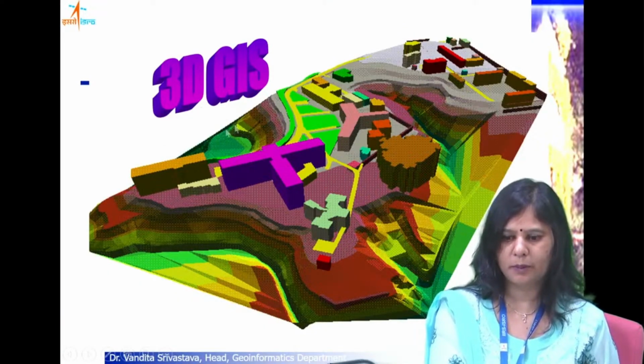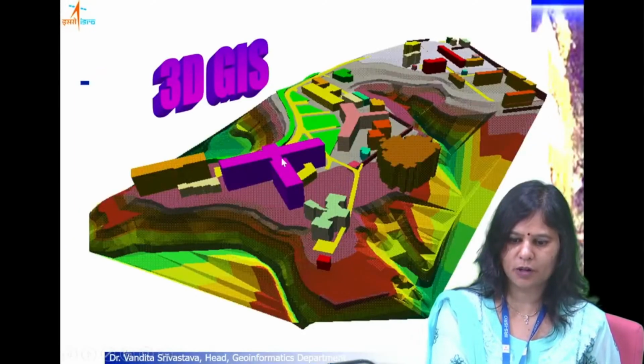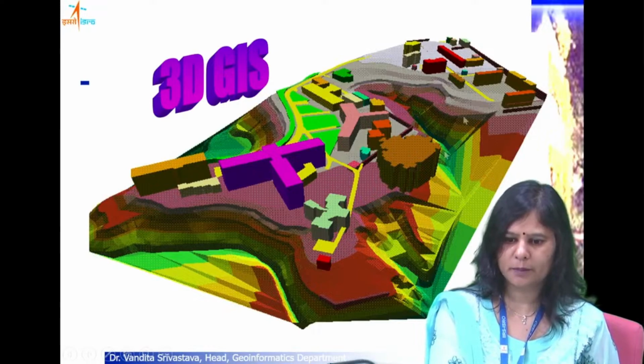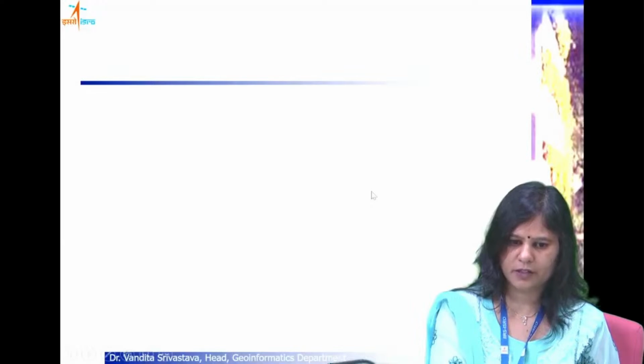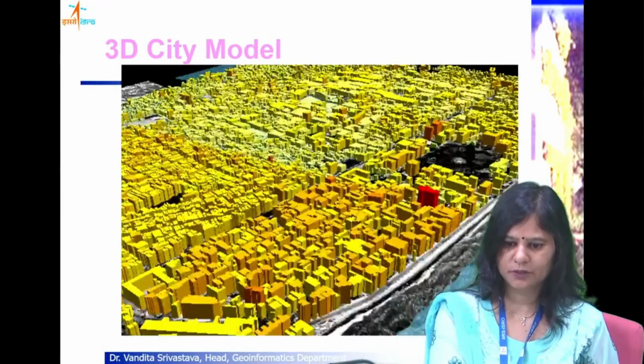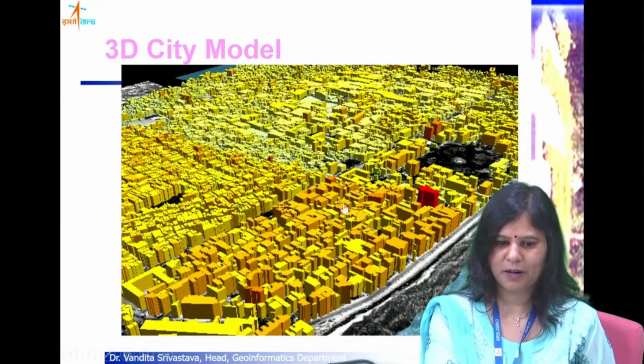And then you can prepare a 3D model of your campus, of a building, of a city. So this is a 3D model of the IIRS campus, and this is a 3D city model utilizing LiDAR data, LiDAR point clouds. You can make a model of part of your city or the entire city or a colony. So this is the 3D model of part of a coastal city.